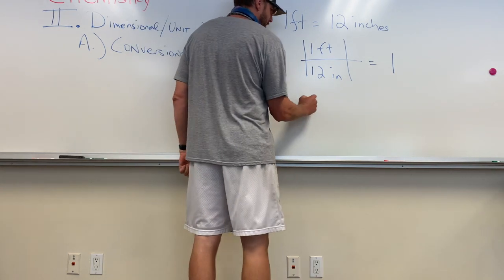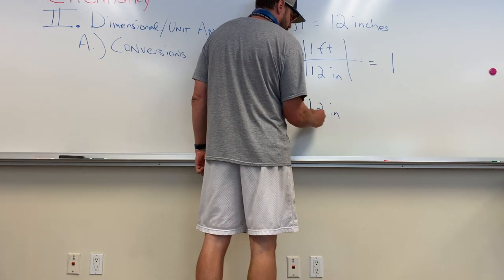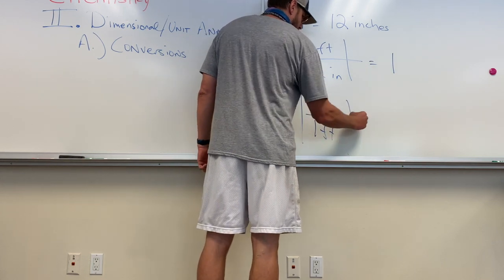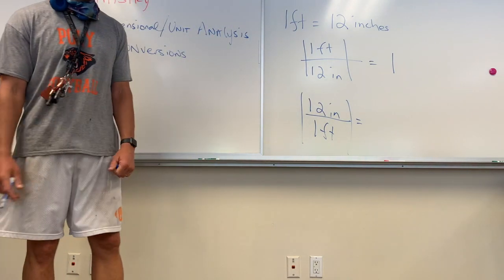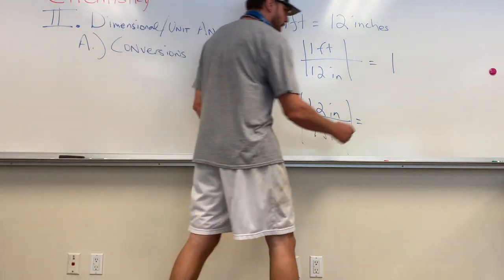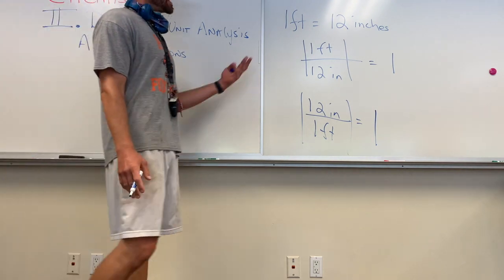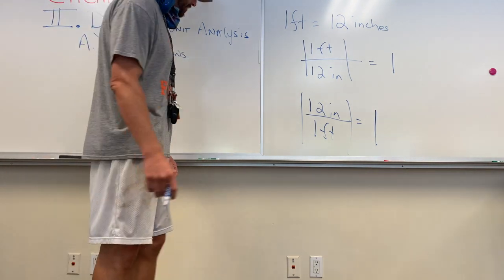In the same way, what would be the value if I put the 12 inches on top and the 1 foot on the bottom? What would be the absolute value of that? Well, it would be 1. The answer is it would be 1, okay? So I can use these to answer different questions.